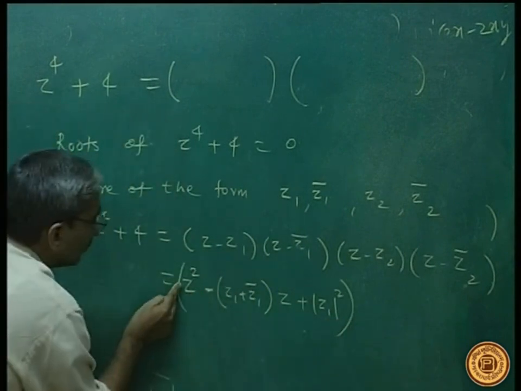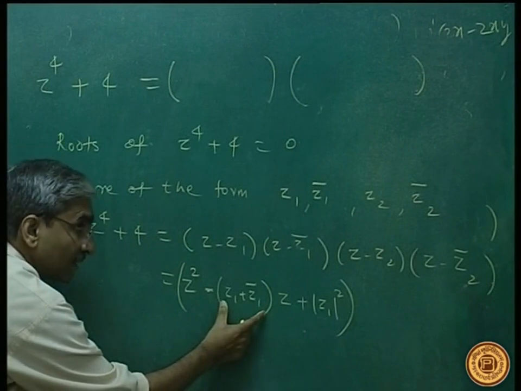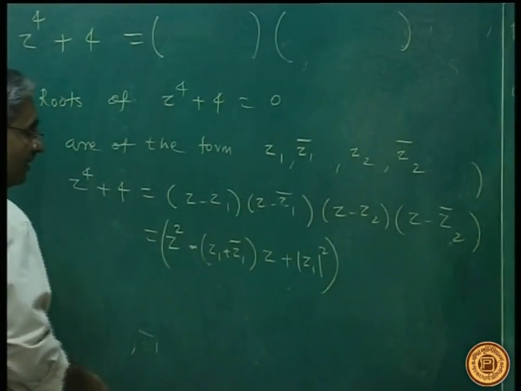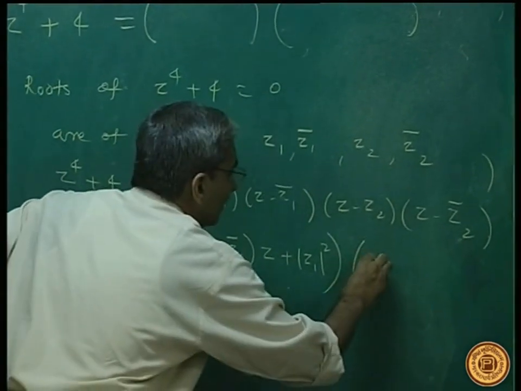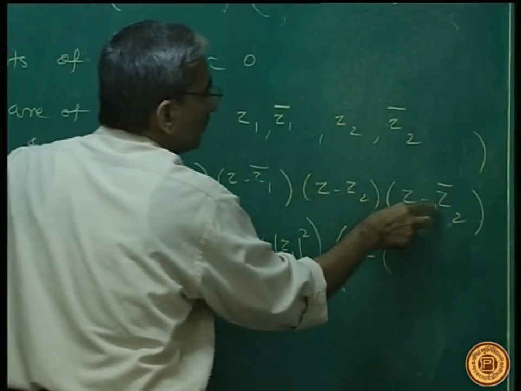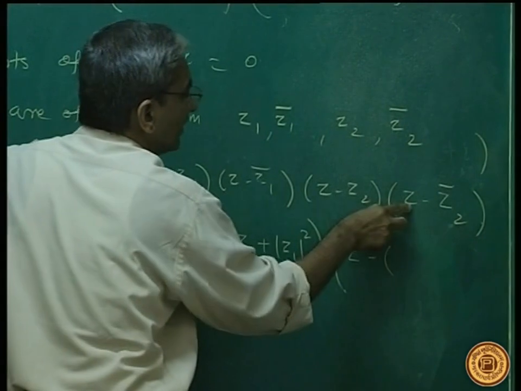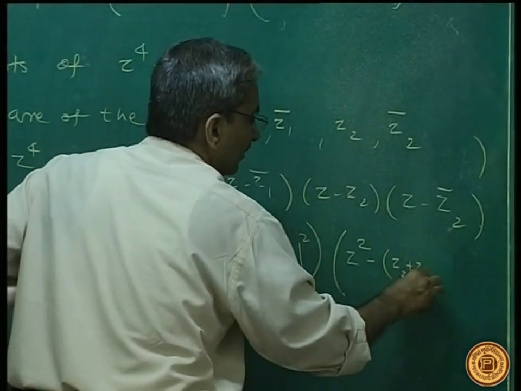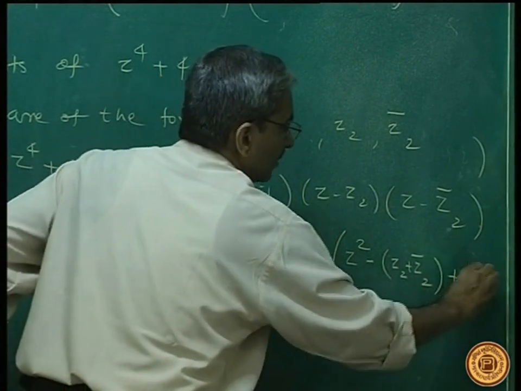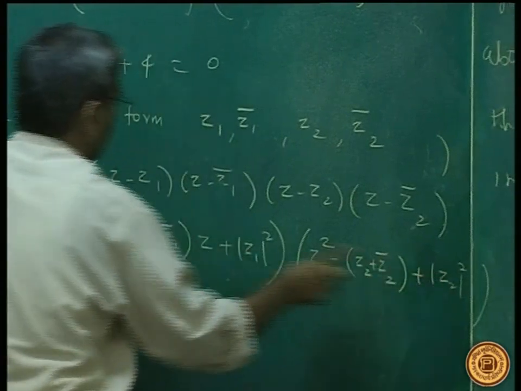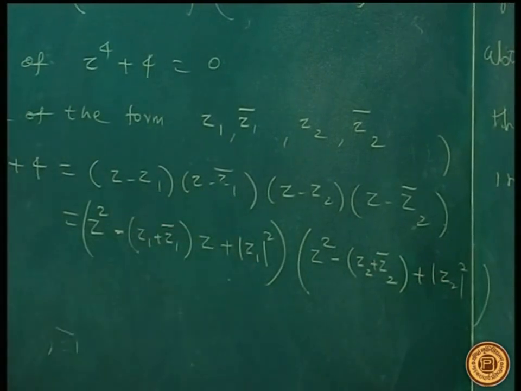Remember, this coefficient is 1, this is z1 plus z1 bar, so the imaginary part will get cancelled. So this is also real, this is real, this is mod, so this is real, and this will be again z square minus z into z2 bar and z into z2, so minus z2 plus z2 bar again plus mod z2 square. So z2 times z2 bar is mod z2 square, like z1 times z1 bar was mod z1 square.